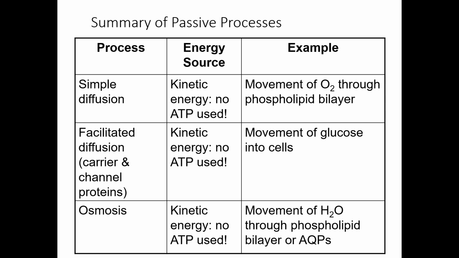Okay, here is a summary of your passive processes presented as a table this time. So simple diffusion, no ATP used, movement of oxygen, for example, oxygen through phospholipid bilayer. Facilitated diffusion, example would be movement of glucose into cells, its movement through proteins. Again, no ATP used. And finally, osmosis, no ATP used, but that would be a movement of water.